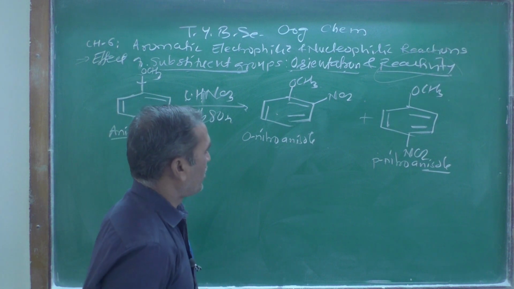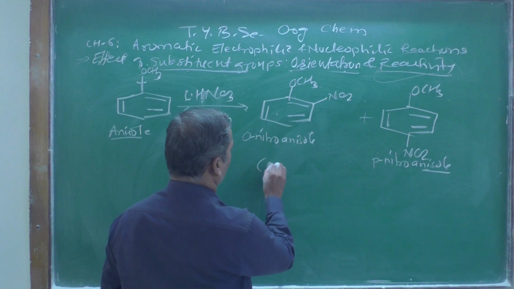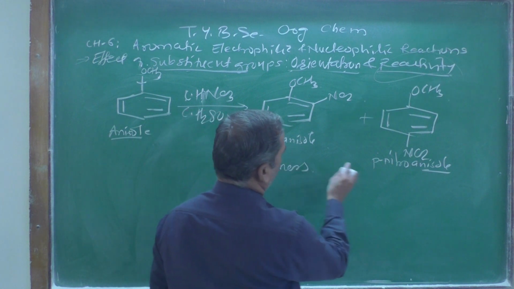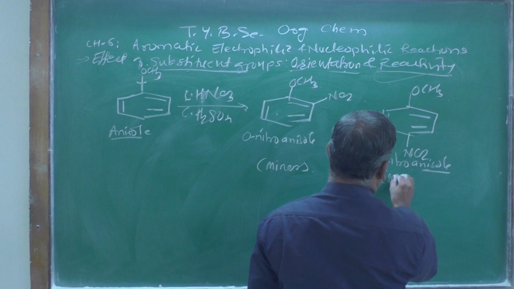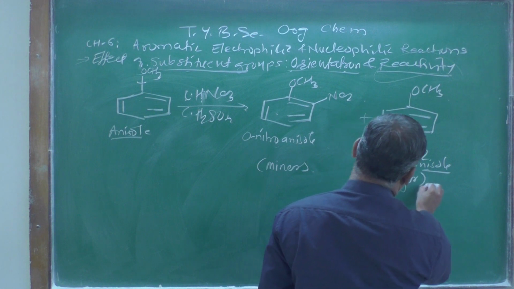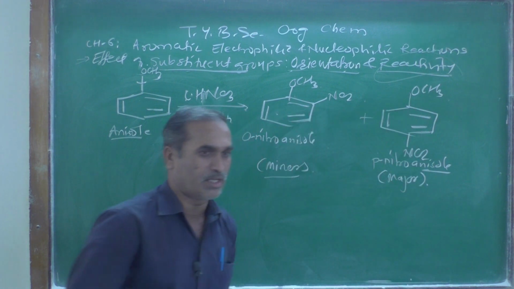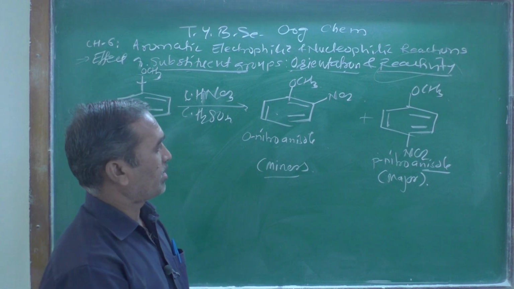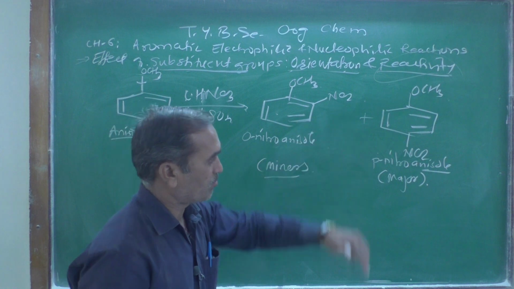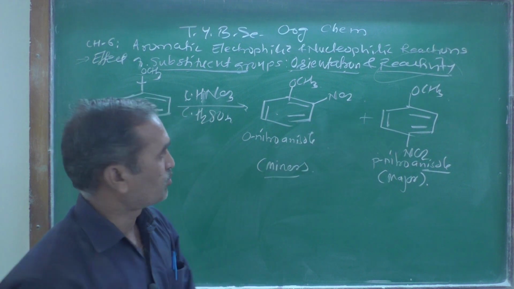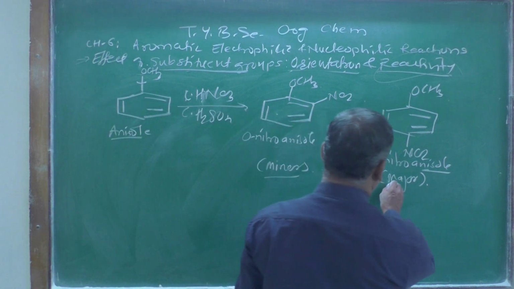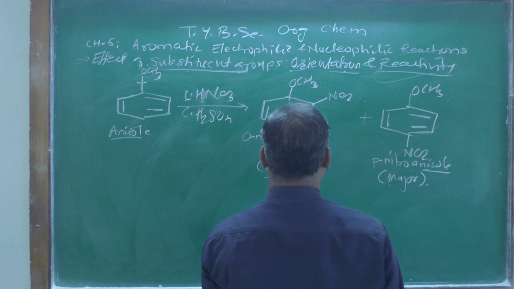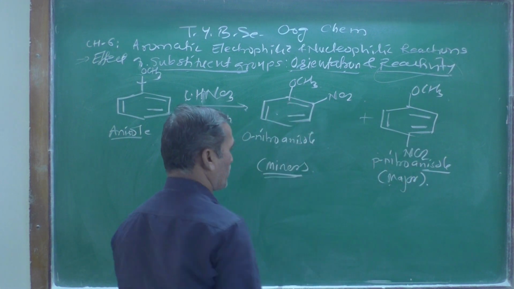What do you think? Here you are going to get this one as the minor, whereas you will get this one as the major. Why is this one the major and this one the minor? Because the question arises: why are we getting this one as the minor and that one as the major?